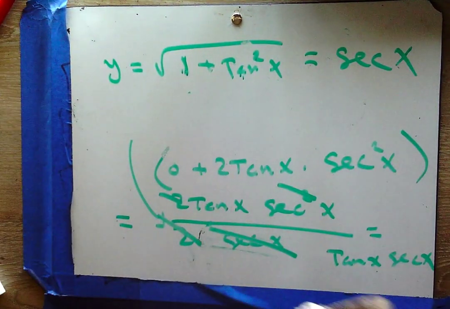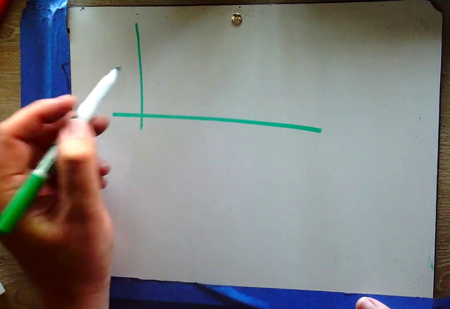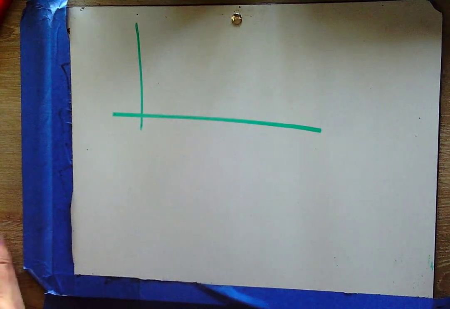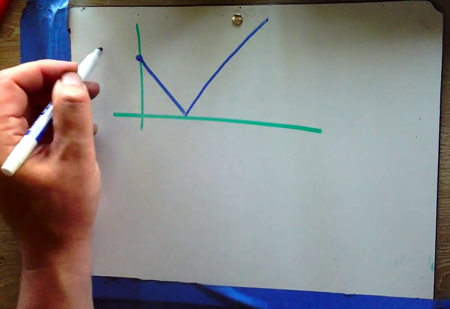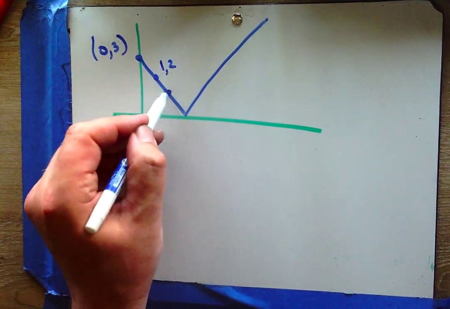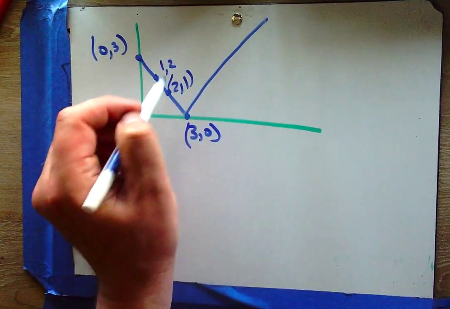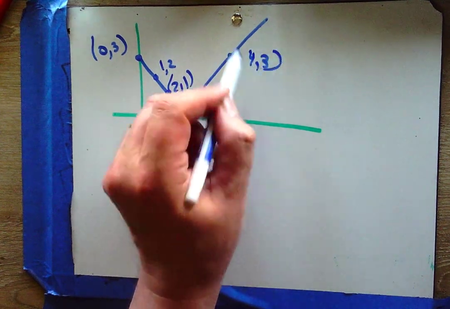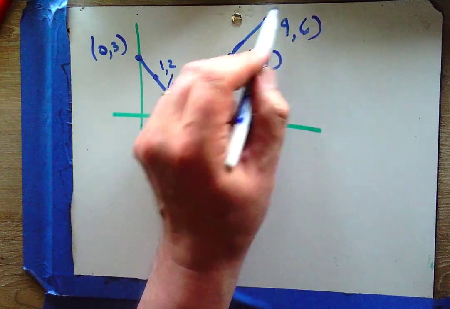Okay? All right. Last thing I want to look at with you today, remember the table problem? But wait, now we get this problem. Okay, there and there. This point is (0, 3). This point is (1, 2). This point is (2, 1). This point is (3, 0). Over here, I have (4, 3). And then out here, I seem to have (9, 6).